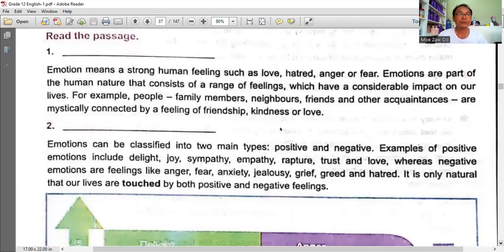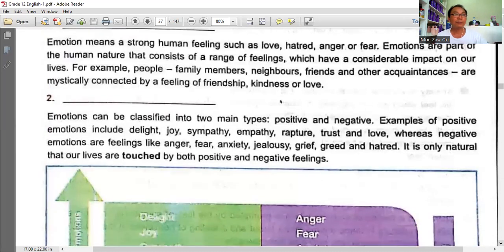With the passage, paragraph 1. Emotion means strong human feelings such as love, hatred, anger or fear. Emotions are part of the human nature that consists of a range of feelings, which have a considerable impact on lives. For example, people, family members, neighbors, friends, and other acquaintances are mystically connected by the feeling of friendship, kindness, or love.